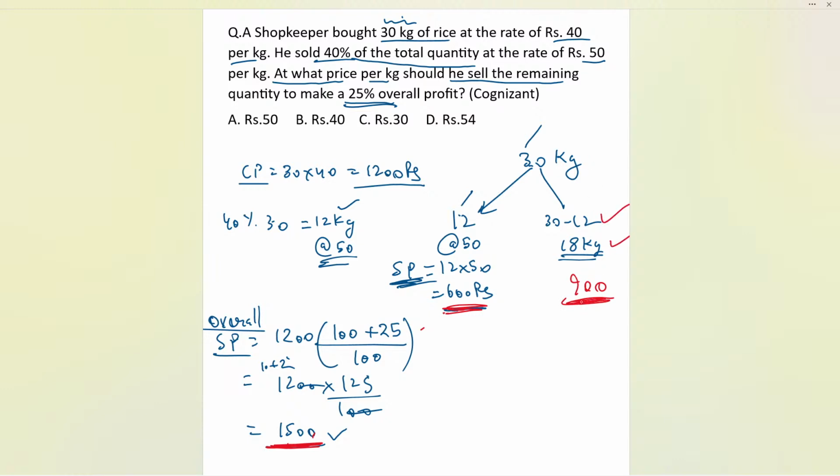If this is the selling price and the total quantity is 18 kg sold at 900 rupees, then the price of 1 kg will be 900 by 18. If you calculate, 9 times 2, then we have 50 rupees as the final answer. Therefore, A is the correct answer.